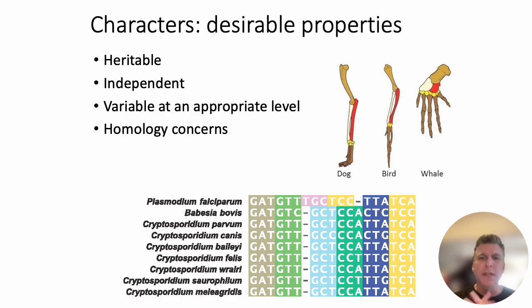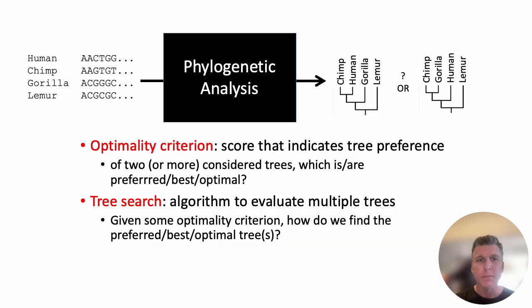And then the last thing I'll mention is that when you're enumerating character states within a character, you're essentially making a hypothesis of homology. And so, we can say that distal bone there is homologous between those three things, but that's a hypothesis we're making, right? And it's the same thing with DNA. The issue there is alignment and making sure you have your sites lined up in a way that captures the historical signal.